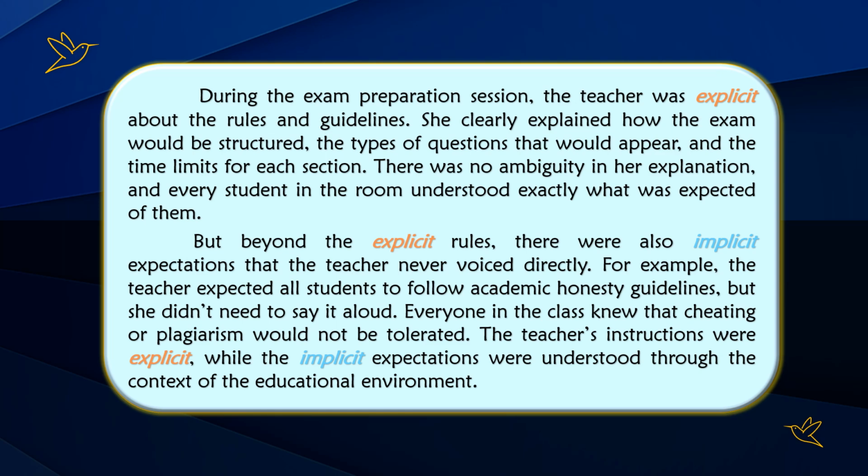But beyond the explicit rules, there were also implicit expectations that the teacher never voiced directly. For example, the teacher expected all students to follow academic honesty guidelines, but she didn't need to say it aloud. Everyone in the class knew that cheating or plagiarism would not be tolerated. The teacher's instructions were explicit, while the implicit expectations were understood through the context of the educational environment.